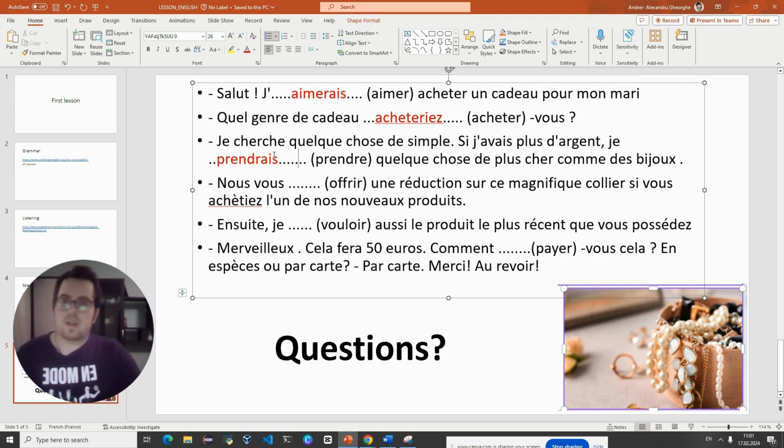Je cherche quelque chose de simple. Si j'avais plus d'argent, je prendrais quelque chose de plus cher comme des bijoux. Nous vous offrir une réduction sur ce magnifique collier si vous achetiez l'un de nos nouveaux produits.